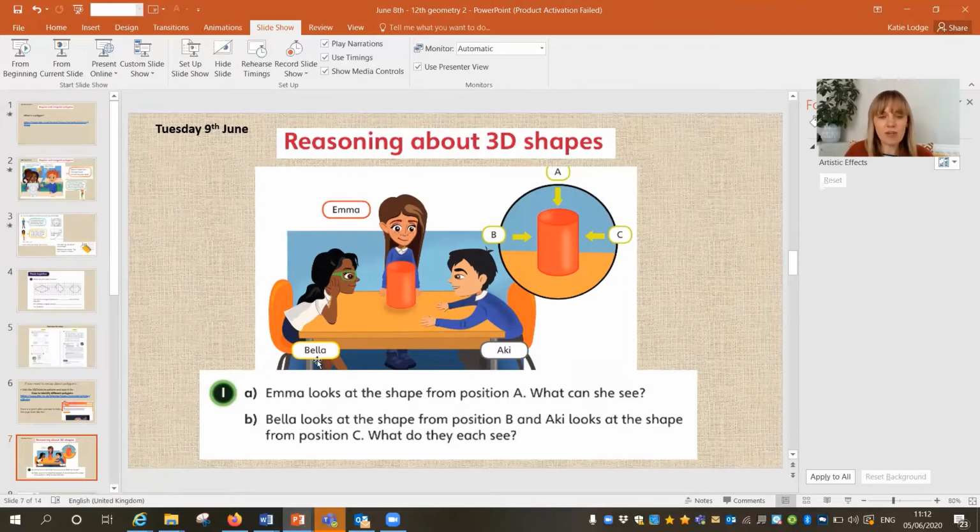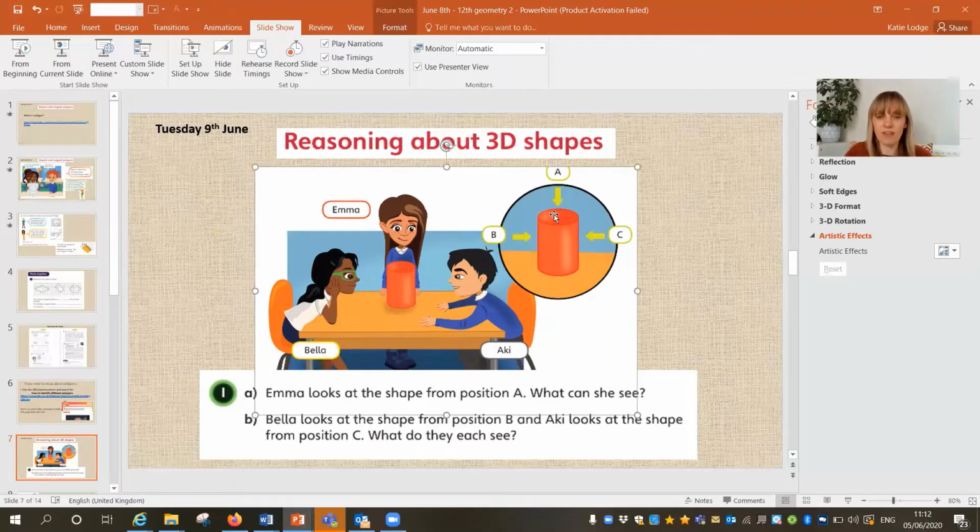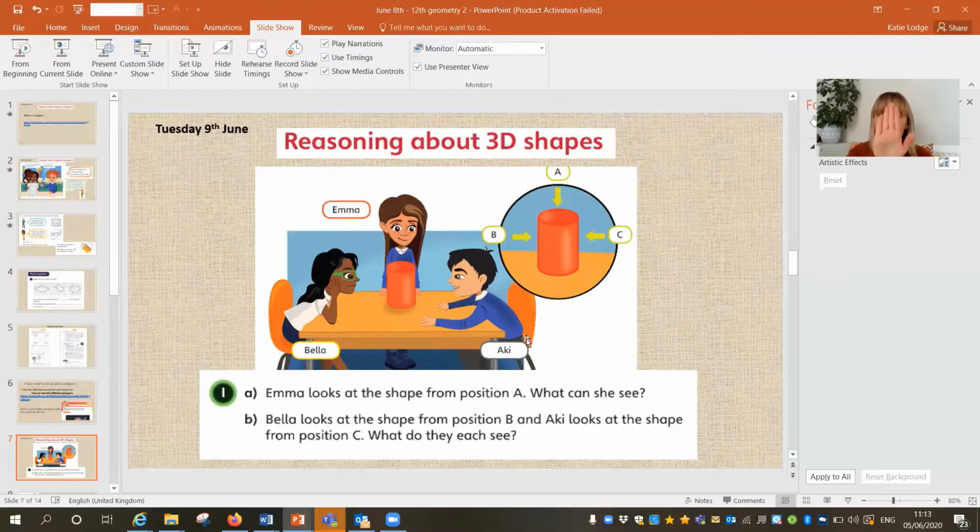Now it says Emma looks at the shape from position A, so she's almost looking down onto the top of the cylinder. And what we want to know is, what can she see? So maybe grab a piece of paper and sketch what you think Emma might be able to see looking down on that cylinder. Now that one I think isn't too tricky. However, if we look at Bella and Aki, if they're looking at the cylinder from the side, what will they see? This one actually is a slightly harder one.